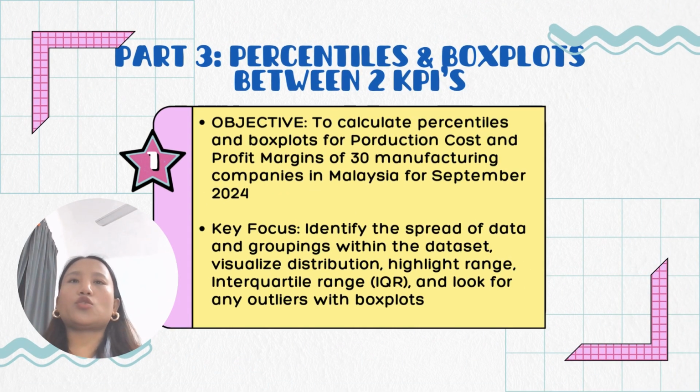So this is part three of the descriptive statistics, which is to calculate the percentile and construct a box plot between two KPIs. The objective for this part is to calculate the percentile and box plot for production cost and profit margin of 30 manufacturing companies in Malaysia for the month of September 2024. The key focus is that we want to identify the spread of data, groupings within the dataset, and to visualize distribution, highlight the range, the interquartile range, and look for any outliers, if there are any, using the box plot.